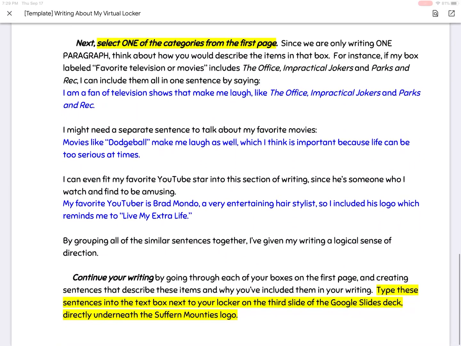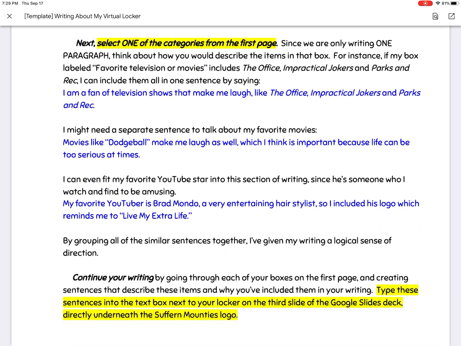Then we talked about how to write for the categories that we have grouped our items into. So it tells you next select one of the categories from the first page. Since we are only writing one paragraph, think about how you would describe the items in that box. So if we're only writing one paragraph, which averages between 5 and 7 sentences, and you've got 10 items in your locker, you're not going to be able to write a sentence for each item in the locker. So you're going to have to think again about how to group things together.